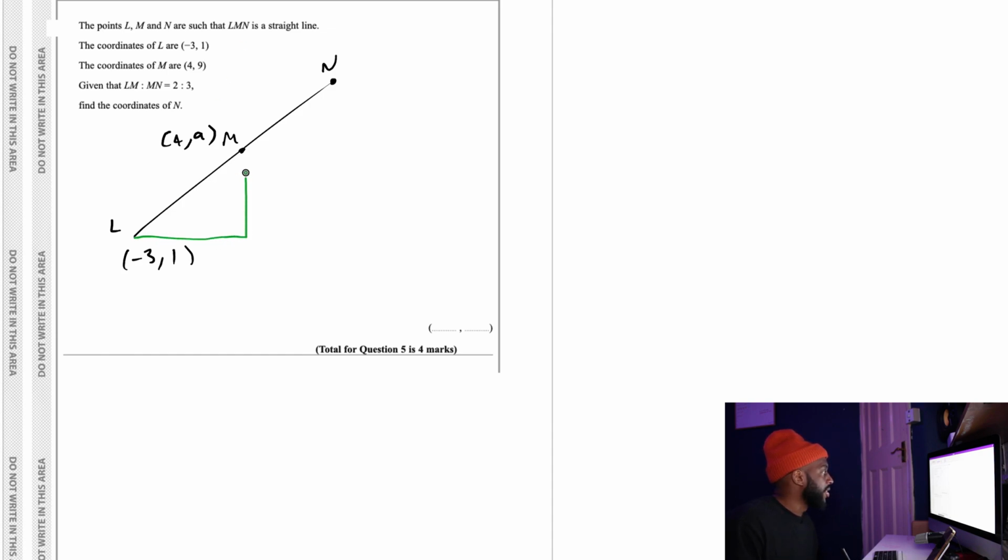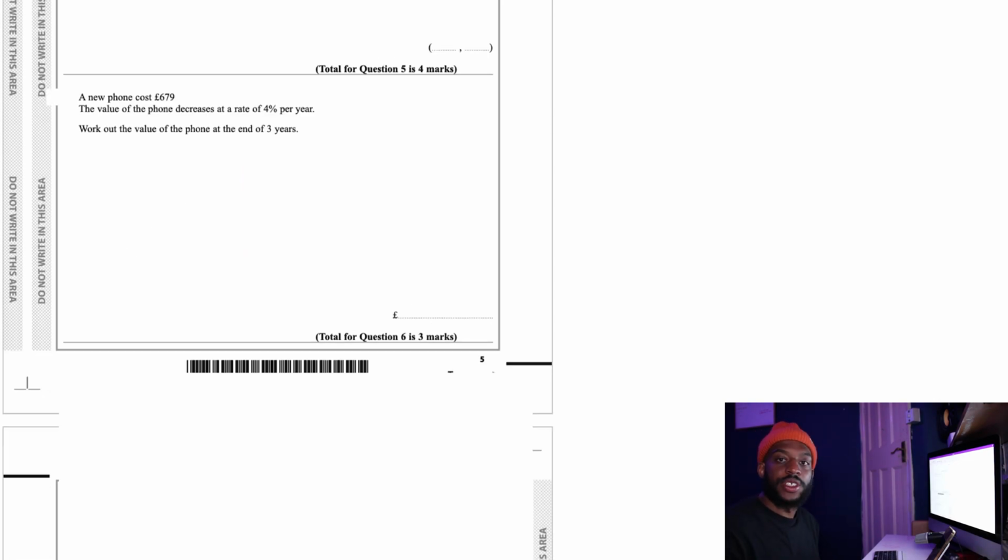So if we look at the gradient of this line, we can see we're going 7 to the right and 8 up. Our ratio is 2 to 3. So the length of M to N is 1.5 times these lengths. So 7 times 1.5 is 10.5, and 8 times 1.5 gives us 12. So our coordinates at N are going to be 4 plus that 10.5, so that's 14.5, and then 9 plus that 12, so that's 21. And that's the answer.